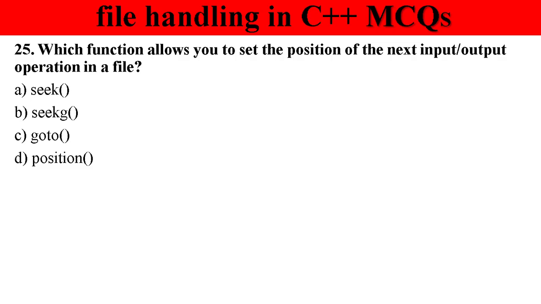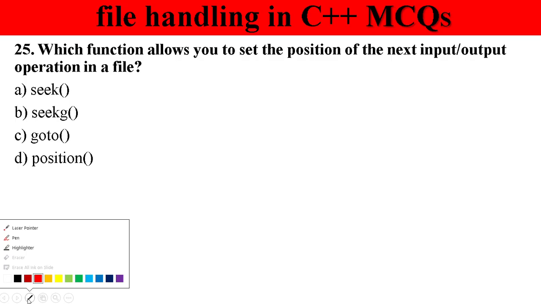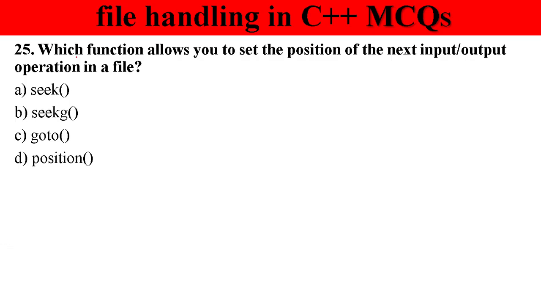Question number 25. Which function allows you to set the position of the next input-output operation in a file? A. Seek. B. seekg. C. Goto. D. Position function. The answer is B. seekg is the function that allows you to set the position of the next input-output operation in a file.